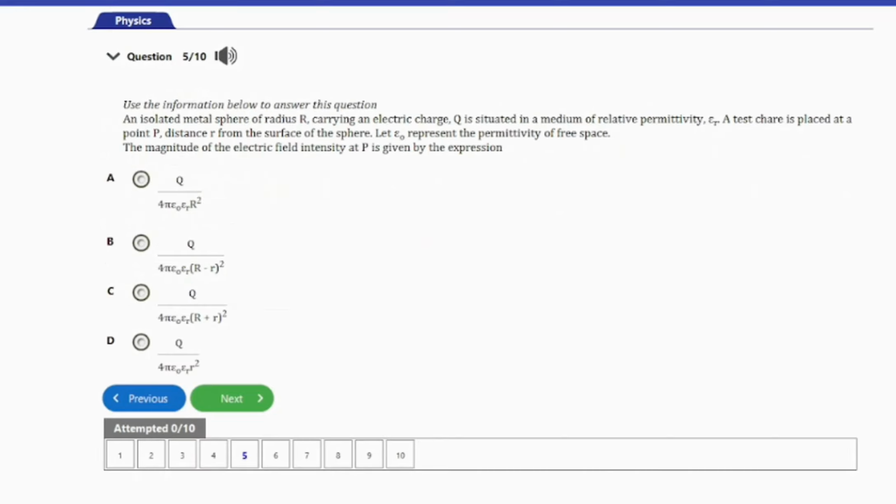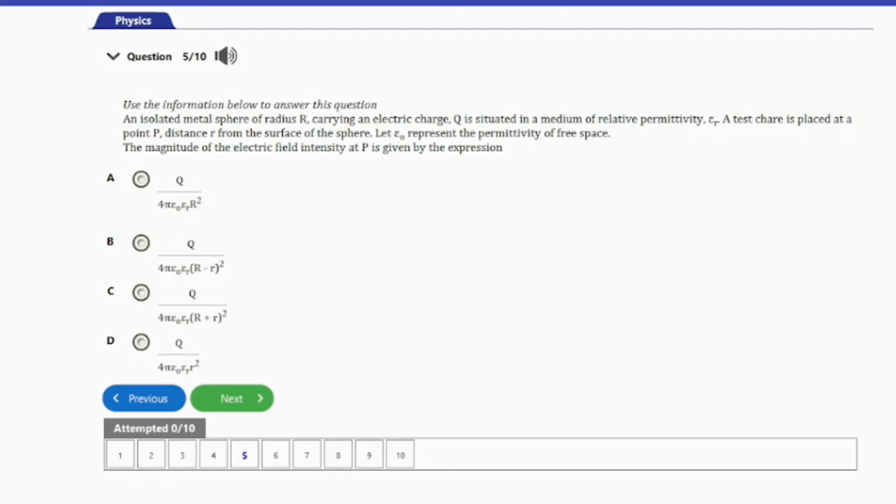That's question number 5 here. It says, use the information below to answer this question. Alright, we have here an isolated metal sphere of radius R carrying an electric charge Q, situated in a medium of relative permittivity epsilon r. A test charge is placed at a point P, distance r from the surface of the sphere. Let epsilon naught represent the permittivity of free space.